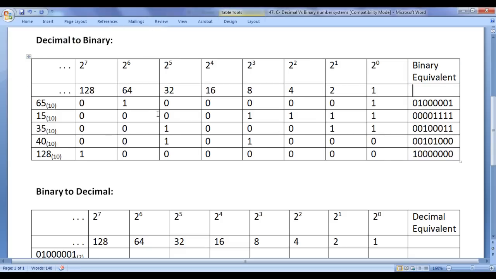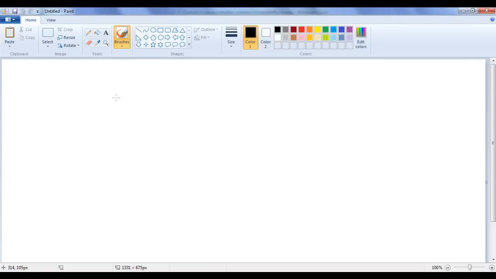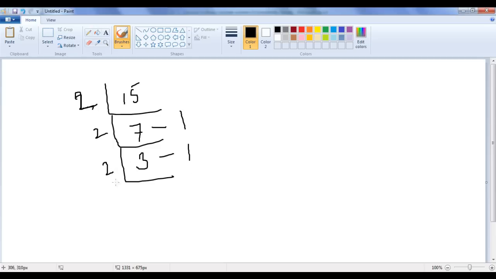There is one more way in which you can convert a decimal number to binary equivalent number, guys. Let me show that. Let's convert 15 decimal number to binary equivalent number. I say 15, and then you divide it by 2, because the base of binary number system is 2. 2 into 7, 14. Remainder is 1. 2 into 3 is 6. The remainder is 1. 2 into 1 is 2. Remainder is 1. Once you get to the last 1 or 0, you should stop further division, guys.